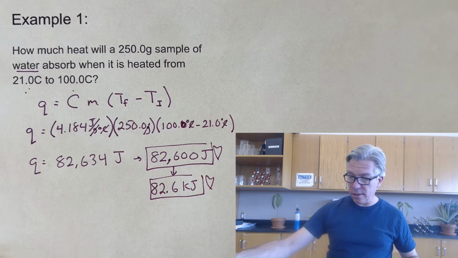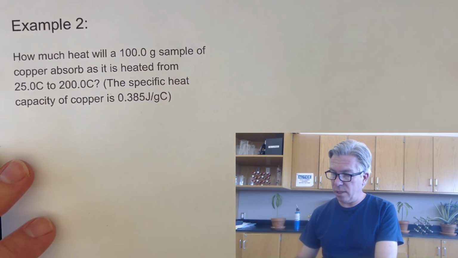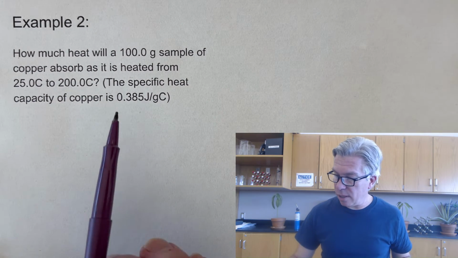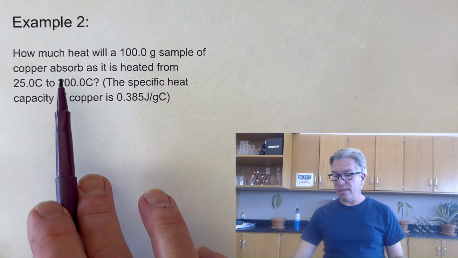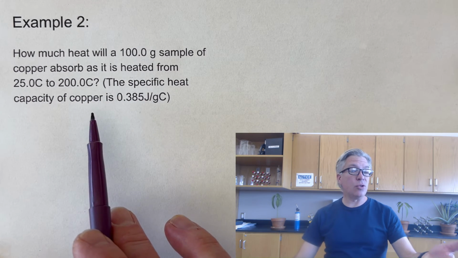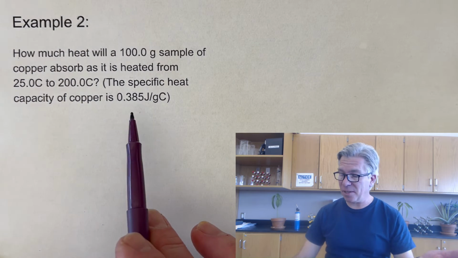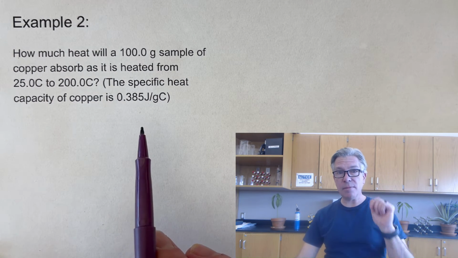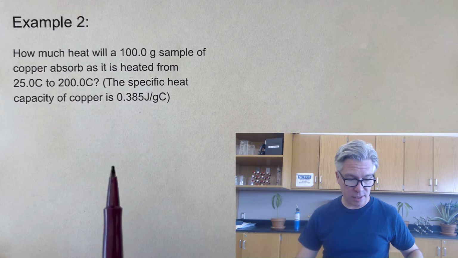All right, your turn. So our first pause the video moment has one that looks like this. How much heat will a 100-gram sample of copper absorb as it's heated from 25 to 200? The specific heat capacity of copper, in case you didn't know that or have it memorized, is 0.385 joules per gram degree. Take a moment, pause the video, and see if you can come up with a solution.